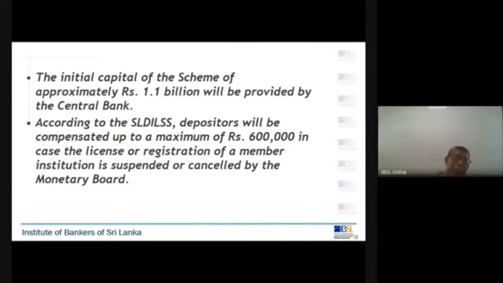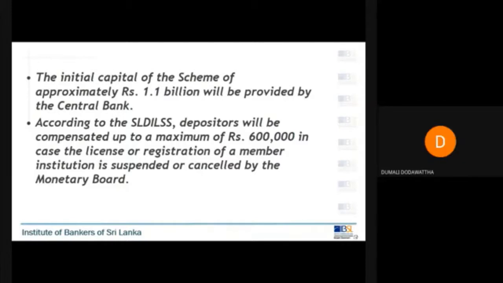Why not leasing companies? Can anybody tell me the answer? Why are leasing companies not covered under the deposit insurance scheme? Because they don't maintain deposits.